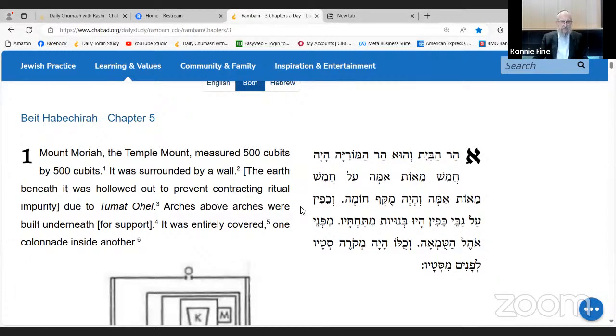The earth beneath it was hollow to prevent contracting ritual impurity due to tumas ohel. If you recall, we've learned the idea that if you're standing and there's something below you that can penetrate above, if there's a corpse below you, depending on how it is there, the impurity can shoot up, so you can become impure.